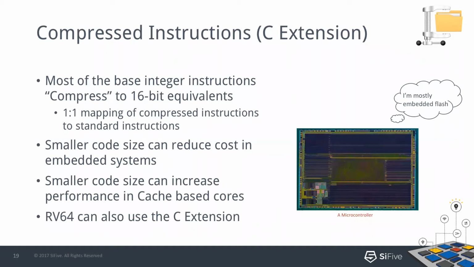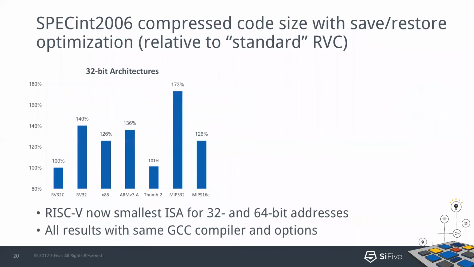One thing we do want to highlight is that the RV64, the 64-bit implementation, can also use the C extension, so you can have 16-bit instructions in a 64-bit architecture. And this is something that is not common in other architectures. Using the compressed instruction set, RISC-V is now the smallest ISA for both 32 and 64-bit systems.